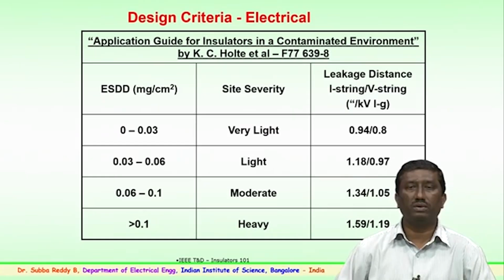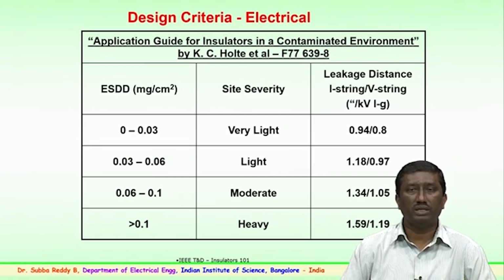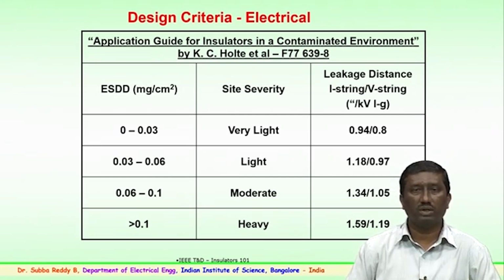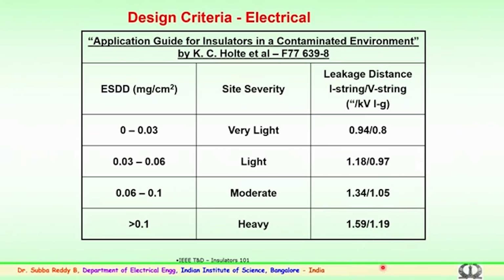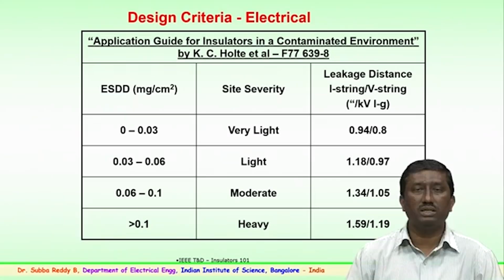Now, the various contaminated environments I was mentioning, in case of wet or polluted conditions. Polluted conditions are again divided into various zones like very light, light, medium, heavy and so on. These areas where the insulator strings are to be used are taken care of depending upon the severity of the polluted zones. For this there is a term known as ESDD, the equivalent salt deposit density, which is given in milligrams per centimeter square.